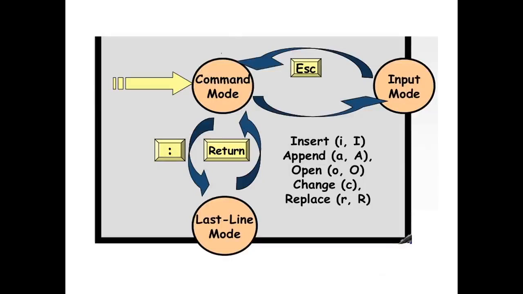See this diagram. By default when you open the VI editor, you will be in the command mode. And then if you want to move to the input mode for typing, you need to press the letter I, or capital I. So Unix is case sensitive. Small letter a is different and capital letter A is different. They can perform different tasks.